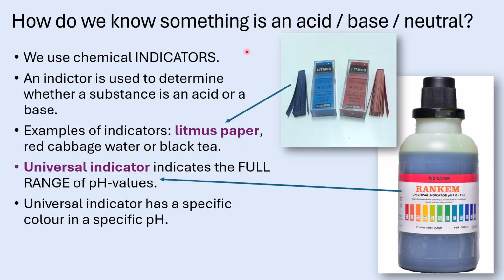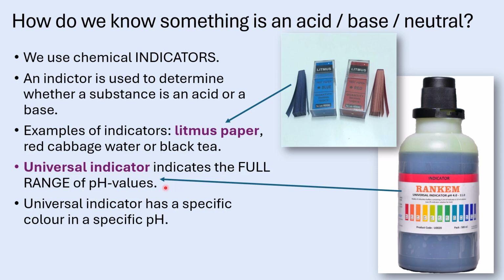Now, how can we test whether something is an acid, a base, or is neutral? We use indicators for that, chemical indicators. Now, the definition for an indicator is that it is used to determine whether a substance is an acid or a base. Now, the first example of an indicator is litmus paper. Now, here's a picture of litmus paper. You can see blue litmus paper. You can also see red litmus paper. You can even use something like red cabbage water or black tea. These indicators will be able to tell you whether a substance is acidic, basic or neutral.